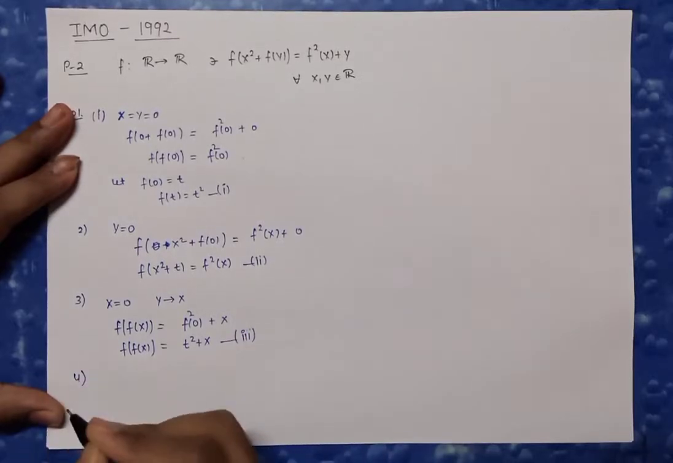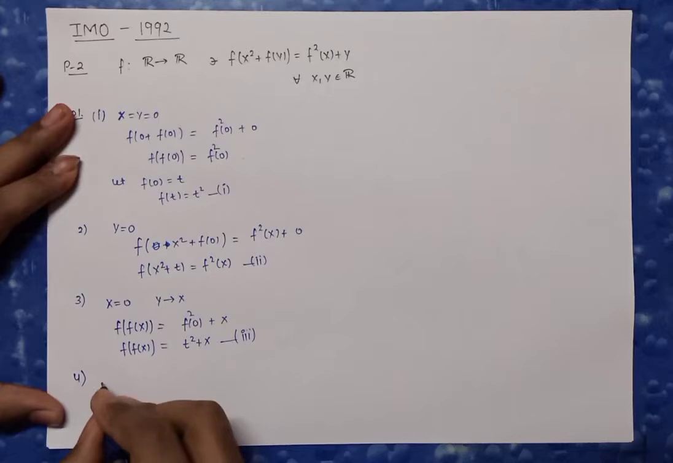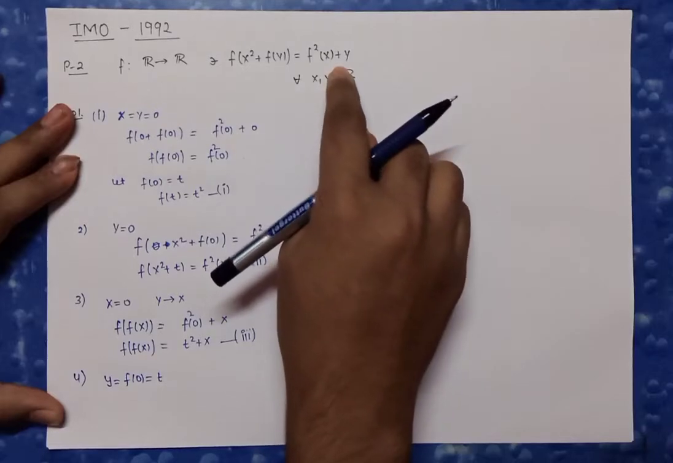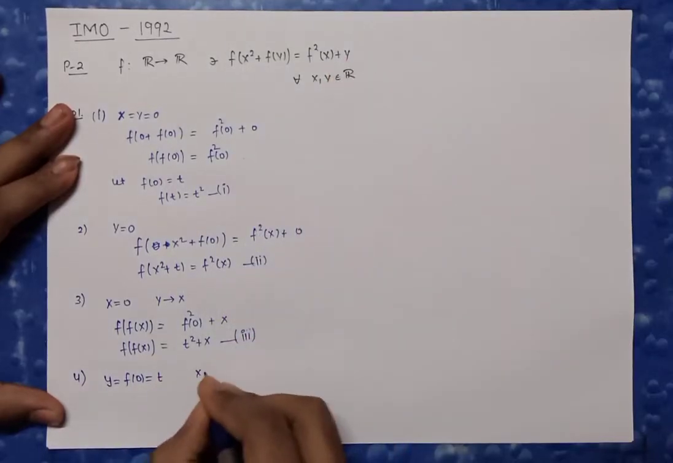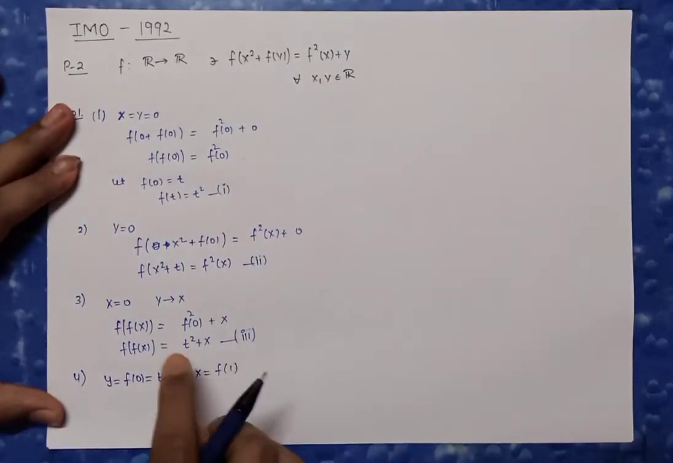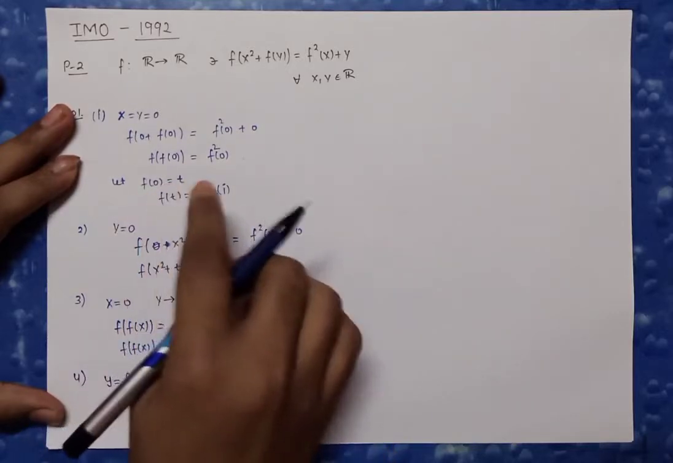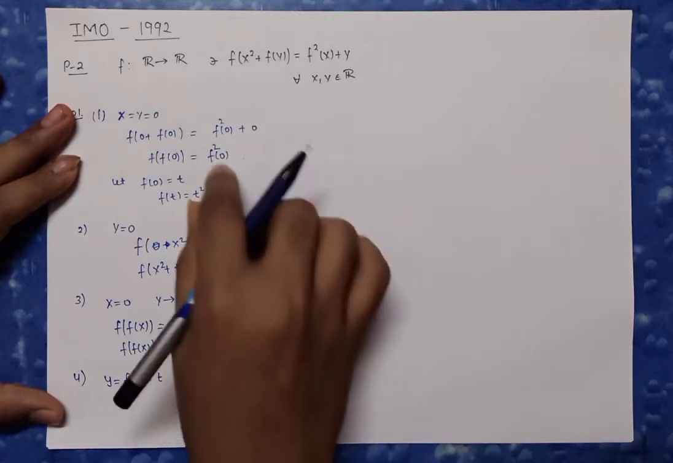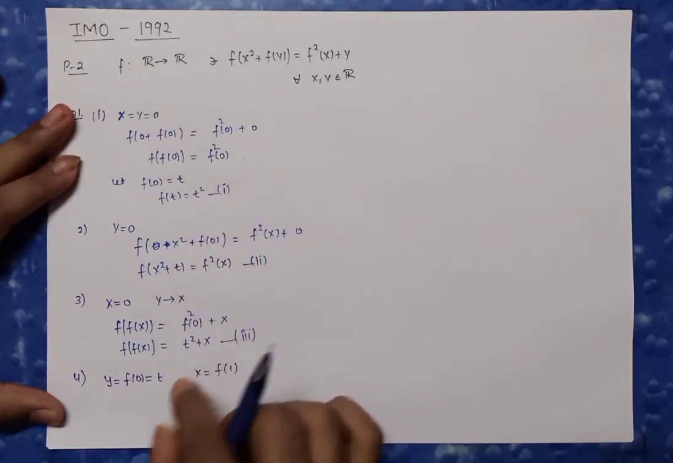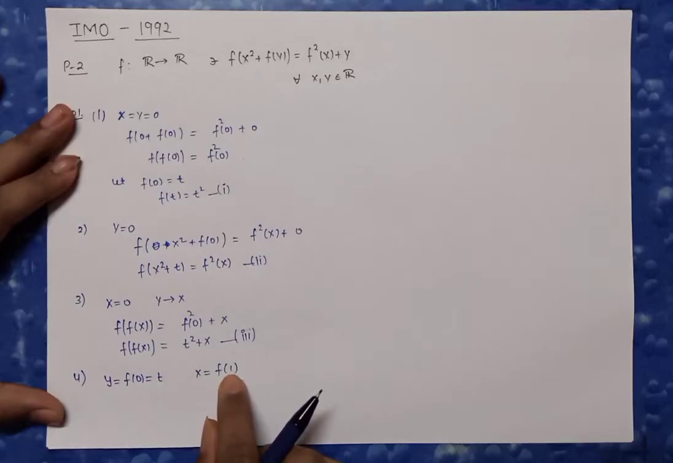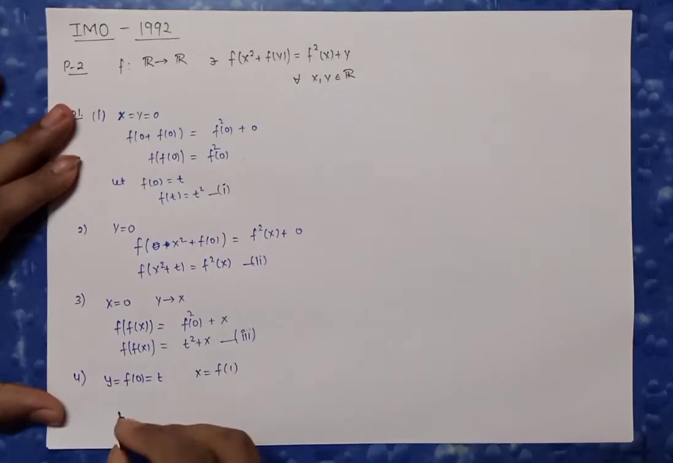Now let's take step number 4. In this step, we are going to substitute y equals to f of 0, or t, in this mother equation and x equals to f of 1. Because I want to establish some relation so that I can get the value of f of 0. With these equations, I am not able to find those values, so I am using another point, x equals to 1. So let's do that.